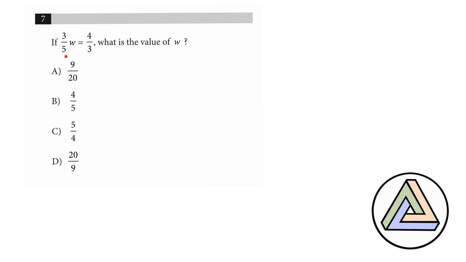All right, if 3/5 W equals 4/3, what's the value of W? All right, so this is, in a way, basic algebra, where the real question is, I want to solve for W, but I have this fraction coefficient. How do I get rid of the fraction coefficient so that I could have W by itself? Because at the end of the day, when you're solving for W, that basically means that you want W equals some number on the other side. So the question is, how do you do that?